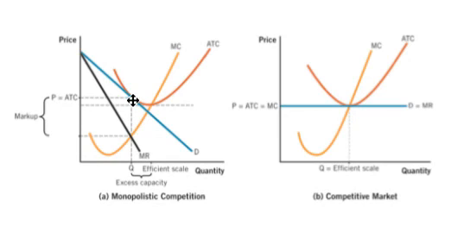Now, the key thing to notice here is that at this quantity, the price is still greater than the marginal cost. It's equal to the average total cost, which means we would not expect any entry or exit from this market. That is, no one's going to try and enter to compete with the monopolist, and the monopolist is not going to shut down in the long run. But the price is still higher than marginal cost.